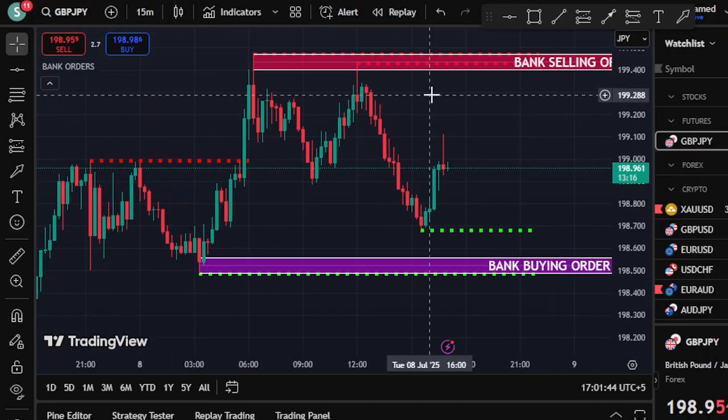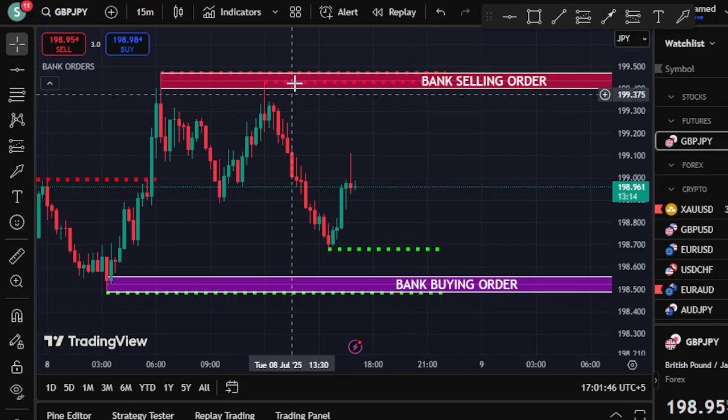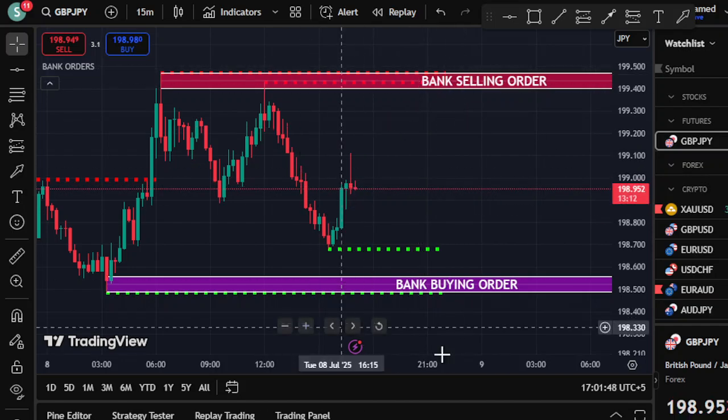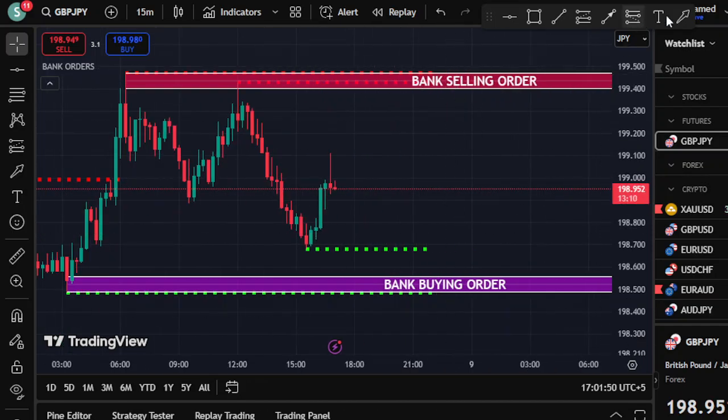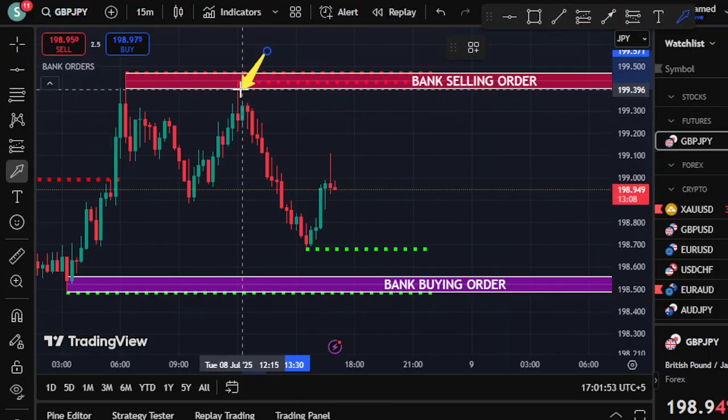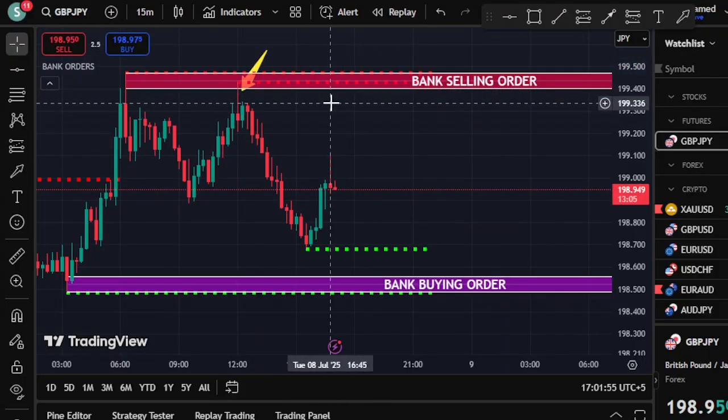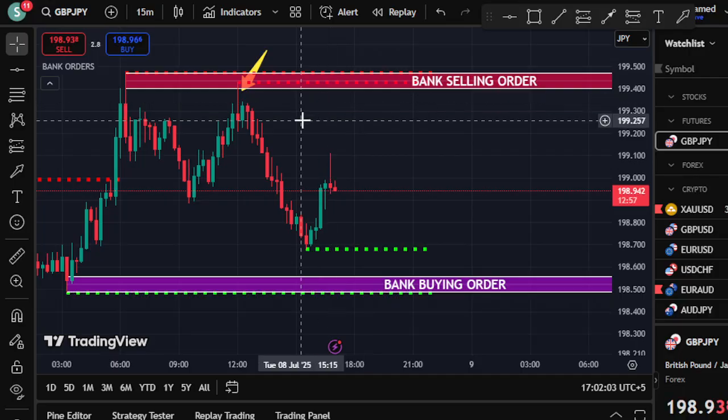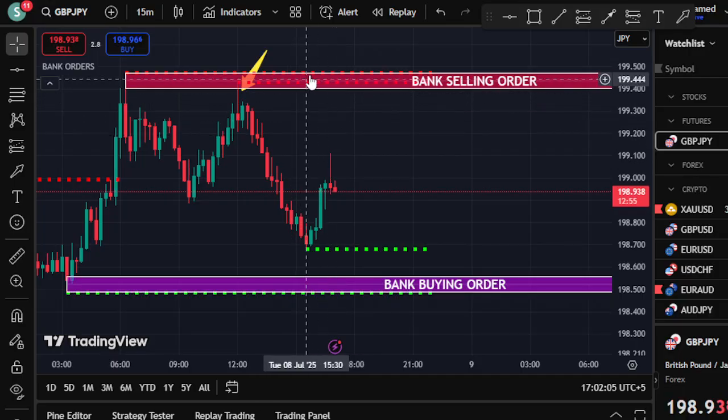Now you can see that it has two types of levels: the bank selling one and the bank buying one. The second retest is the most important one. I again repeat, the second retest from the bank selling, or whatever it is, the retest from the bank buying, this is the most important, because these types of bank levels normally work very, very nicely.